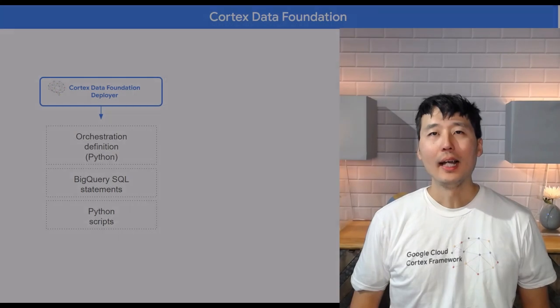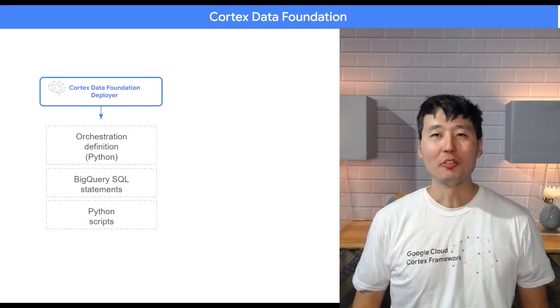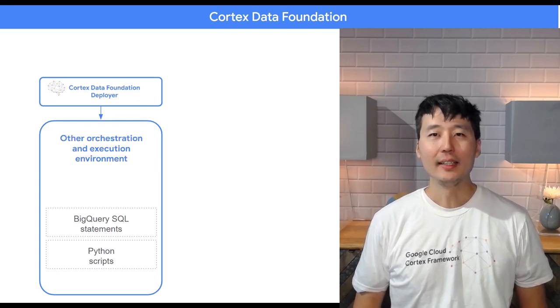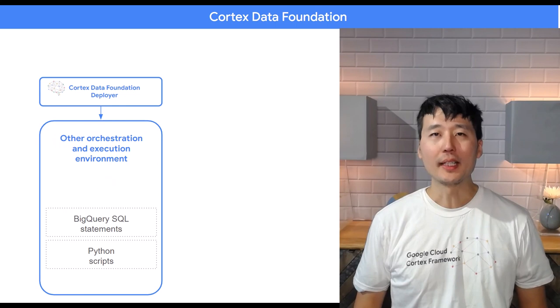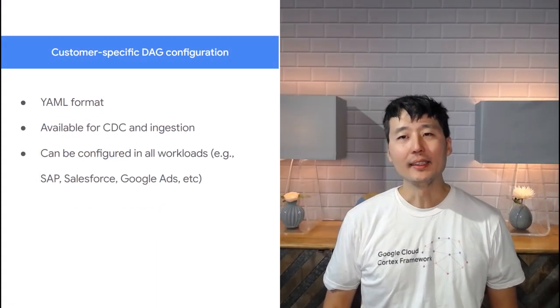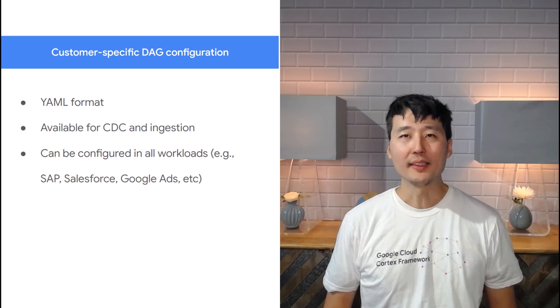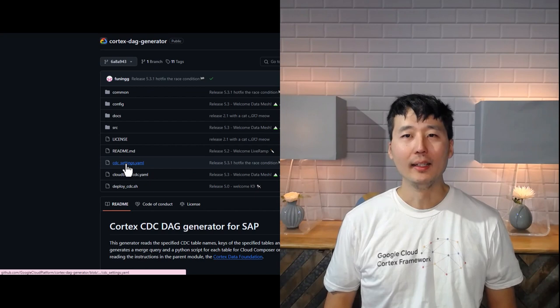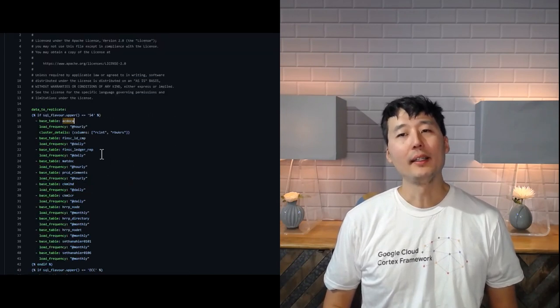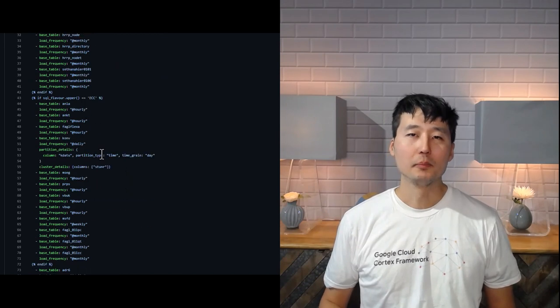As a reminder, thanks to the principle of openness, the scripts are generally separated from the composer-specific configuration. This way, you can use another tool to schedule them if you prefer. If you are generating DAGs for data ingestion or for change data capture processing, you will find some YAML files to configure along the way. I will use the SAP files as an example, but you will find this pattern in all workloads.